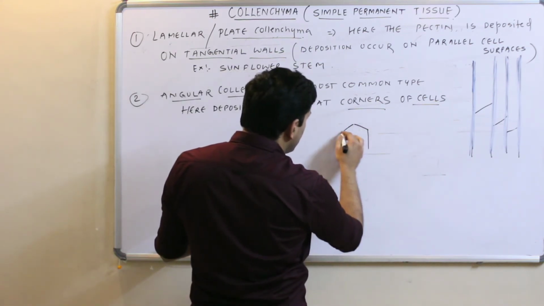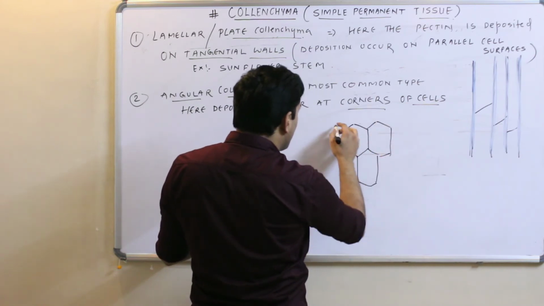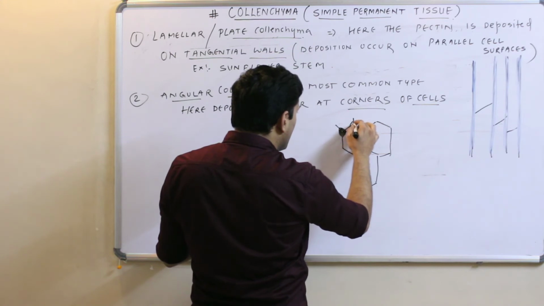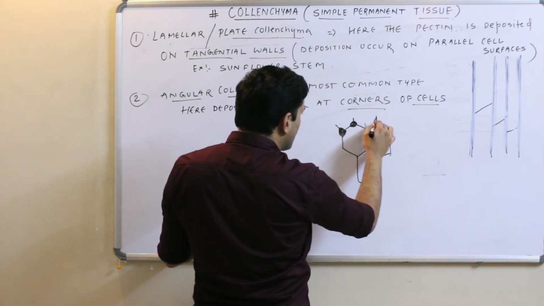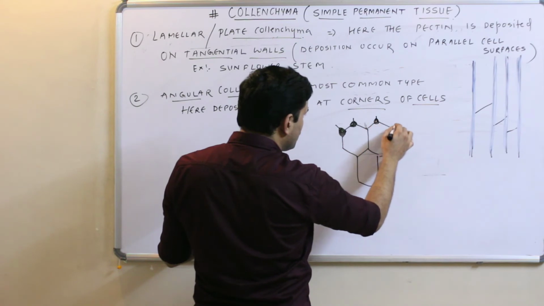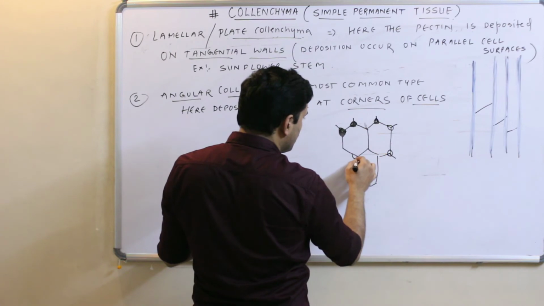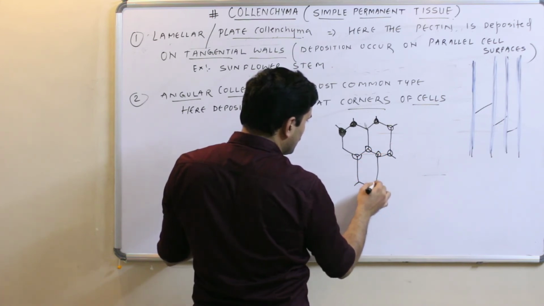Say this is the cell, say these are the cells, then deposition occurs at corners. Say this is a corner, so deposition will occur at the corner. All the corners are deposited by these substances like this. Deposition occurs at corners like this. Are you getting it?